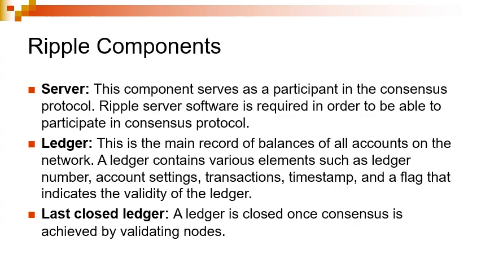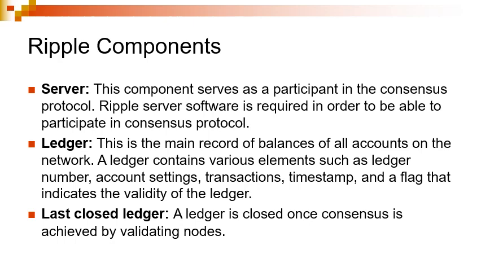And then Ripple components. Ripple has different components, and the first component is the server. This component serves as a participant in the consensus protocol. Ripple server software is required in order to participate in the consensus protocol. This server is responsible for executing the consensus protocol. It has the list of unique nodes or validating nodes.